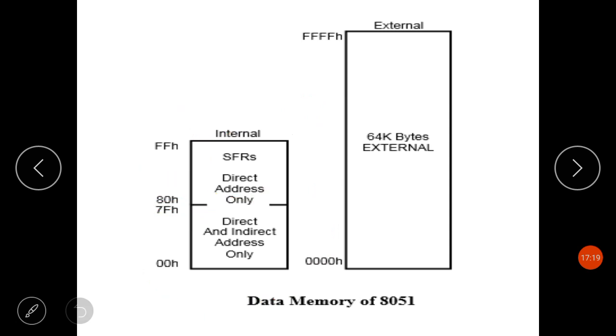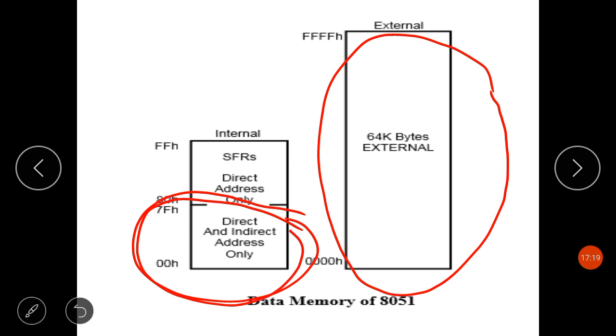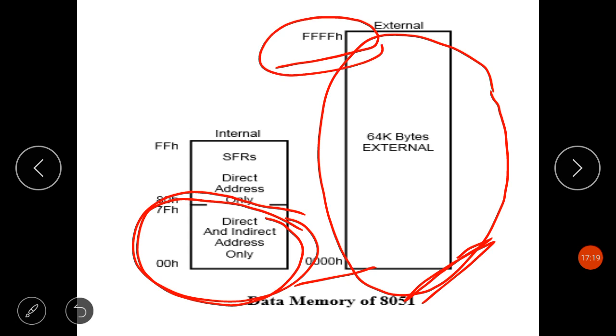Now, this was about the 128 bytes of RAM. The 8051 also supports 64 kilobytes of external data memory in addition to this 128 bytes of internal or on-chip RAM. This external data memory is accessed using 16-bit address lines, and therefore its address varies from 0000H to FFFFH. So this is the 64 kilobytes of external data memory, and this is the 128 bytes of on-chip RAM.